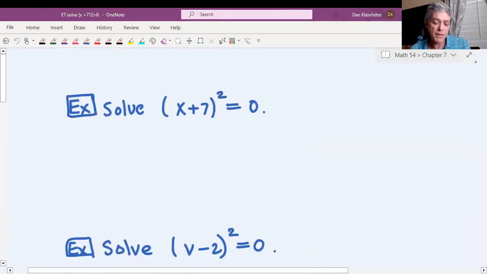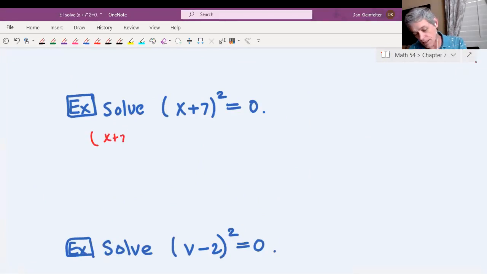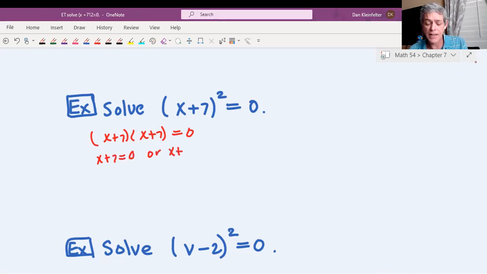Next, we have x plus 7 squared equals 0. So remember that that's a way of writing x plus 7 times x plus 7. So then it must be that x plus 7 is 0. If you want to write x plus 7 is 0 or x plus 7 is 0, you can, but it's a little repetitive. So that means that the solution is negative 7. This is an example of a repeated solution.